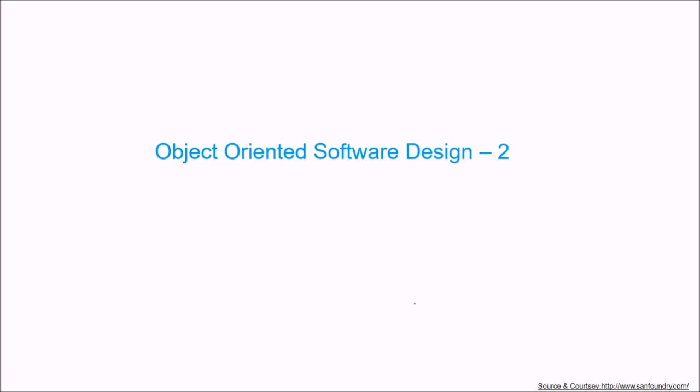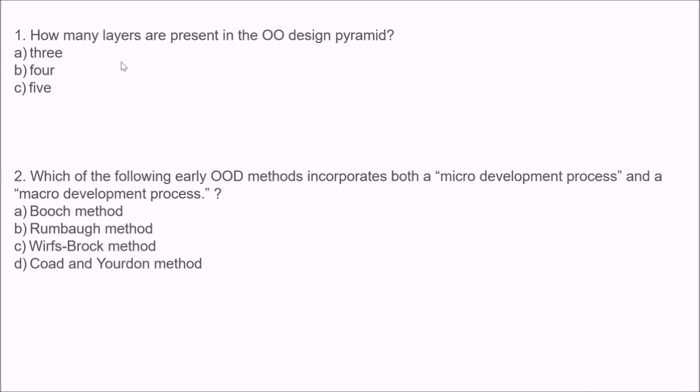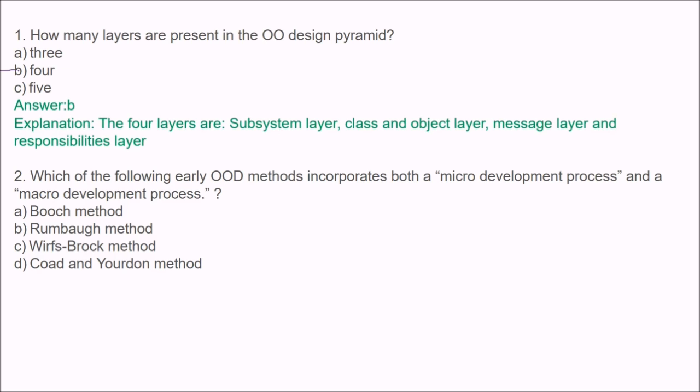Now the next question is object-oriented software design. Our next question will come from this. So let us see. The first question is, how many layers are present in object-oriented design pyramid? Is it 3, 4 or 5? The answer is B, there are 4. So let us see what these 4 layers are.